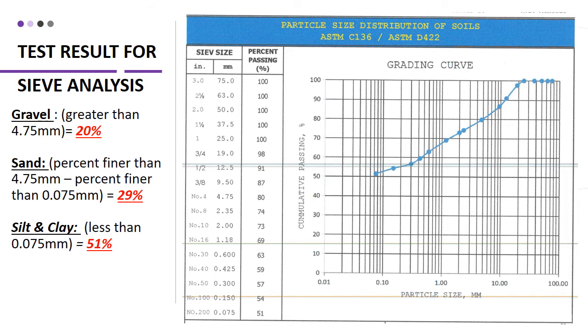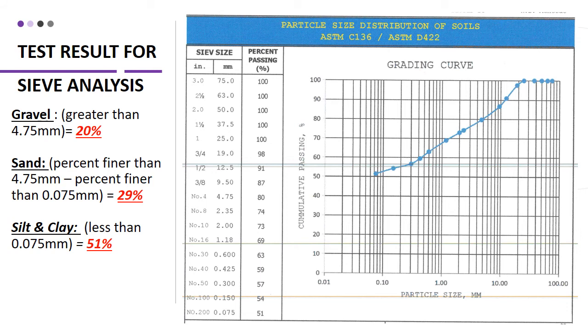Here is an example. For the particle size distribution of soil, ASTM C136 or ASTM D422 is the standard provision which we follow in the conduct of the sieve analysis. You can have ASTM searched, but this is an actual test result of the sieve analysis conducted on one of the soils that I studied in my thesis for my master's degree.